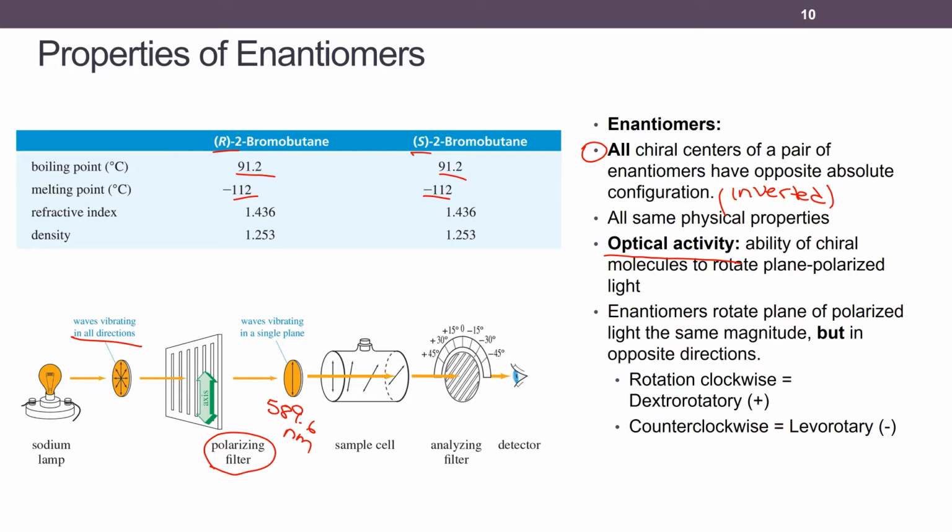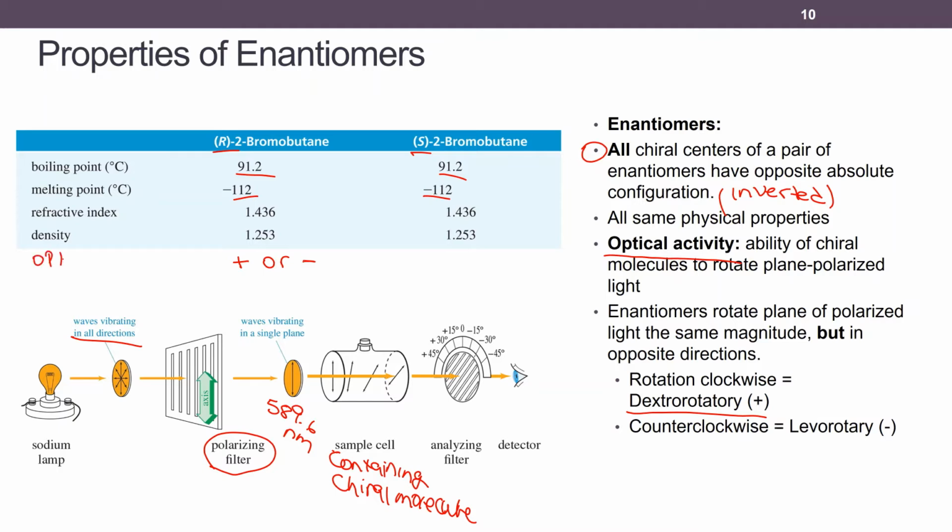Now, if we pass that filtered light through a sample, a solution or a pure liquid containing chiral molecules, one type of chiral molecule only, so it could be an R enantiomer, that molecule will rotate the light, will literally change the degree of the light. If it rotates the light clockwise, we say the molecule is dextrorotatory and assign it a plus; counterclockwise, levorotatory, and assign it a minus. So enantiomers differ in the direction in which they rotate the light, but not in the magnitude.